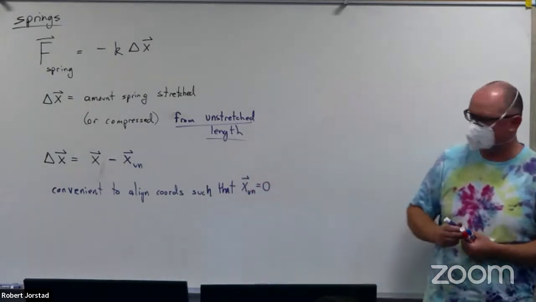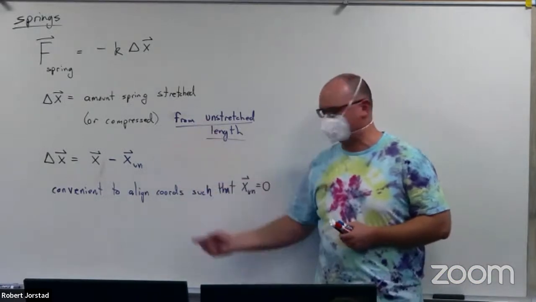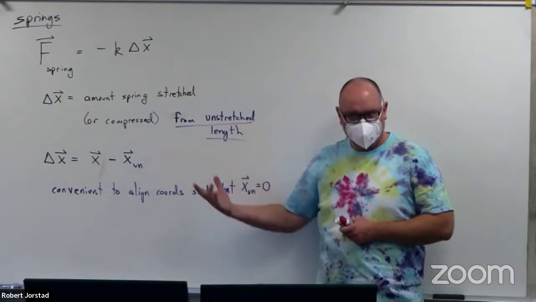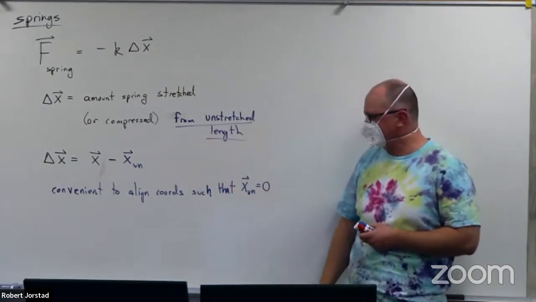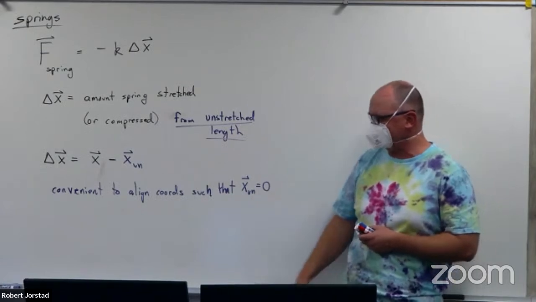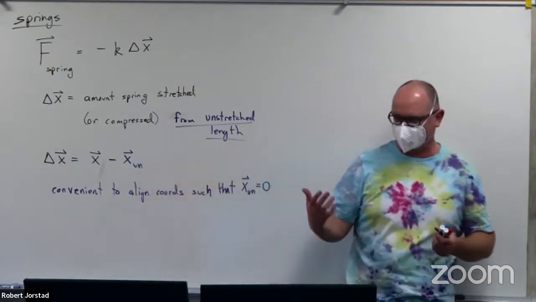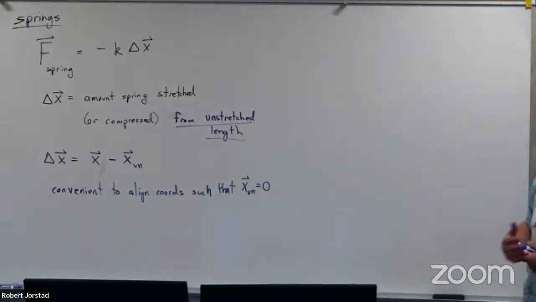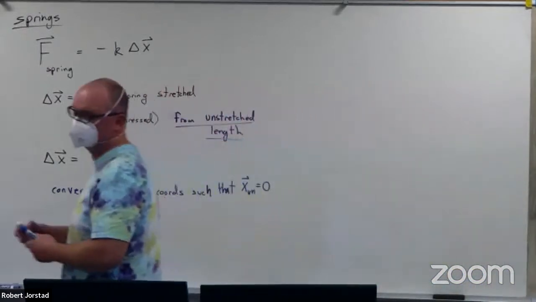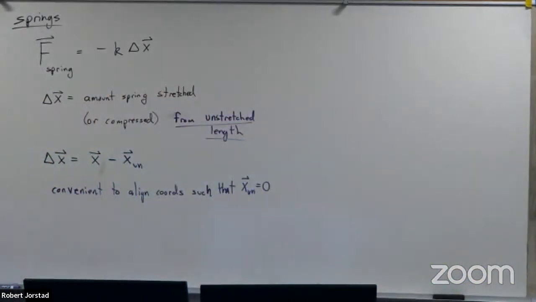X un means unstretched length. Sorry if I didn't make that clear. The unstretched length I'm calling X un, right? And just imagine how convenient it would be to set up your coordinate system such that that parameter is 0. Then we don't have to deal with subtracting X un all the time. What if it goes negative? I'm going to go through the plus minus in just a minute. So just give me a second.